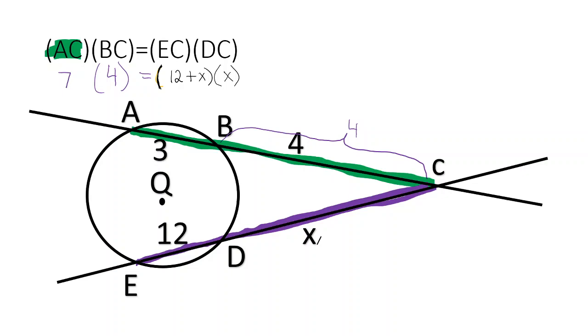Oh boy. Okay, so that means we are going to multiply the 7 and 4 to get 28 equals, and now I'm going to use again the commutative property just like last time, 12 plus x. This time I'm going to distribute it. Let's see what happens when we distribute that value. We're going to get 28 equals 12x plus x squared.